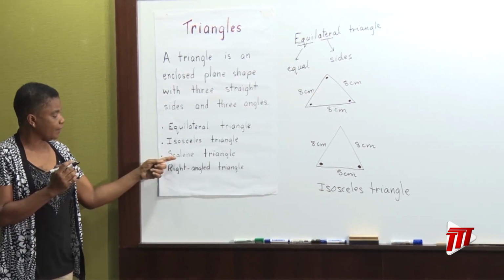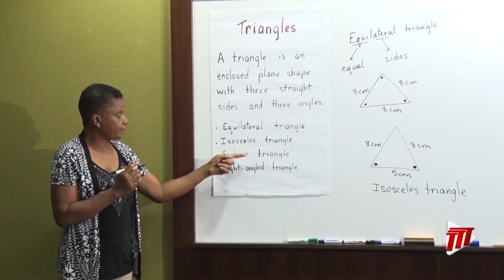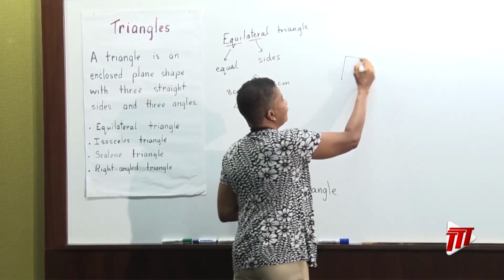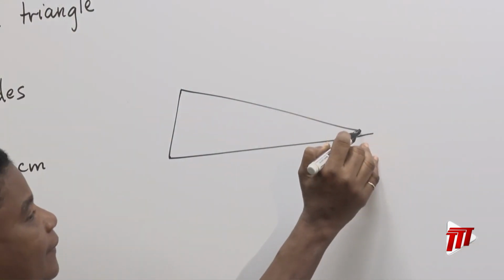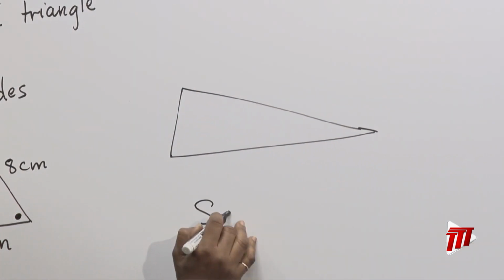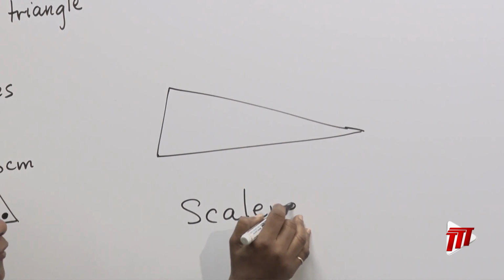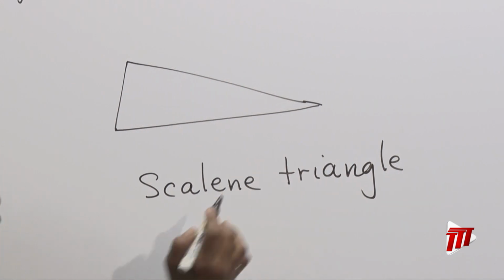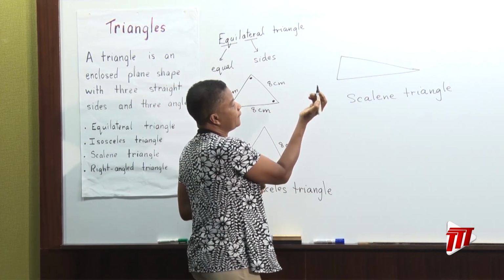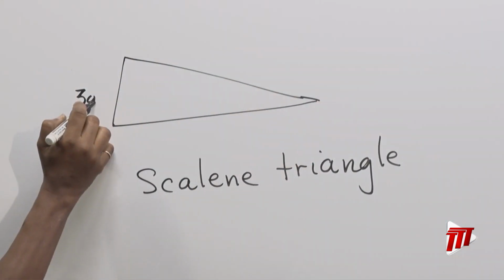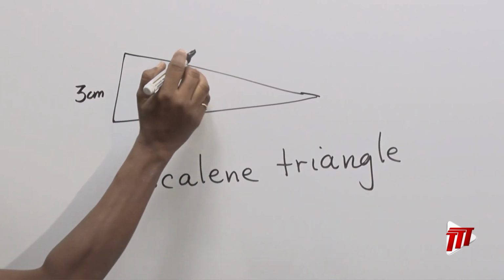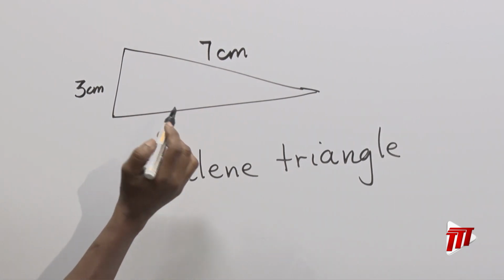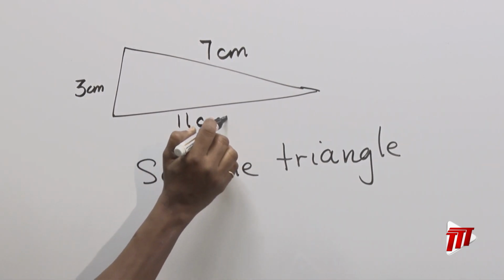The third type of triangle that I know you know, the scalene triangle. Scalene triangles have 3 unequal sides and 3 unequal angles. That's the scalene triangle. Let's put some values. Let's say this side is 3 centimeters. This side could be 7 centimeters. And let's give this value 11 centimeters.